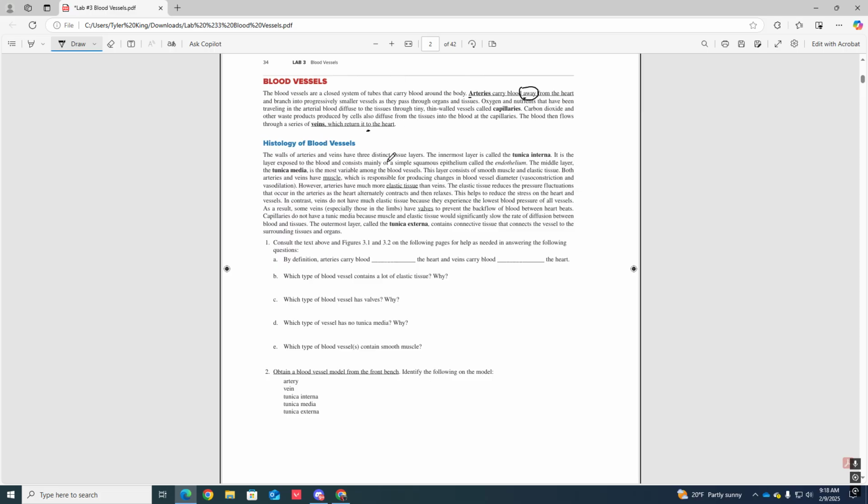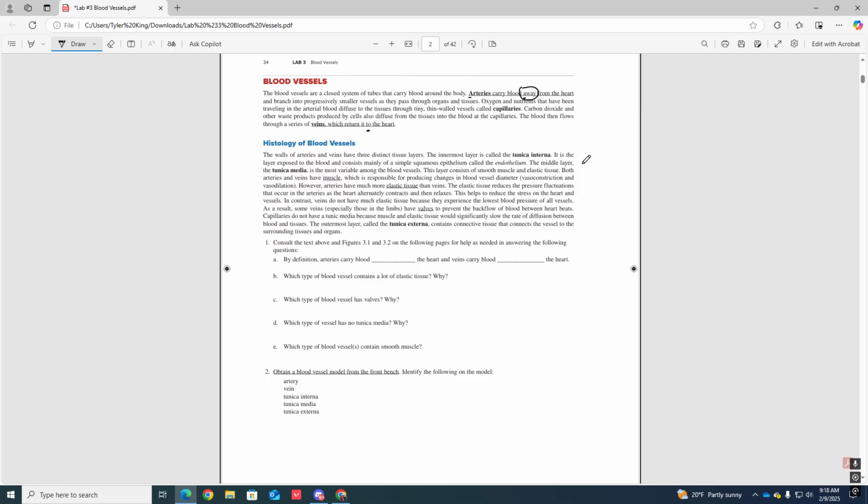The walls of arteries and veins have three distinct tissue layers, okay? Tunica interna, all right? That's, as it's in the name, interna. It's the most internal layer, so it's the deepest layer. It is the layer that's actually exposed to blood and consists mainly of simple squamous epithelium called endothelium.